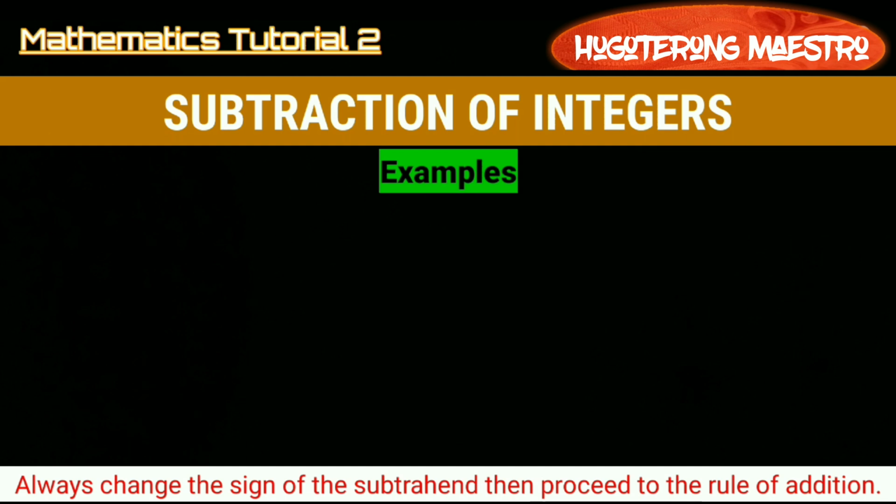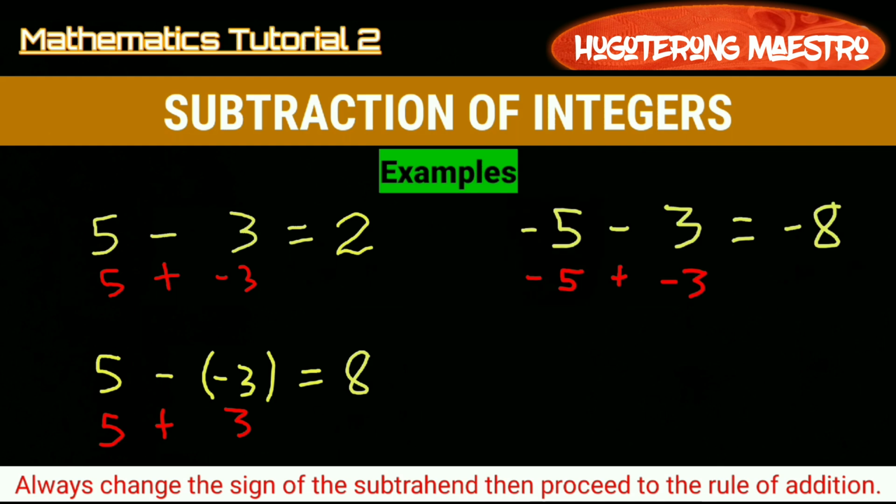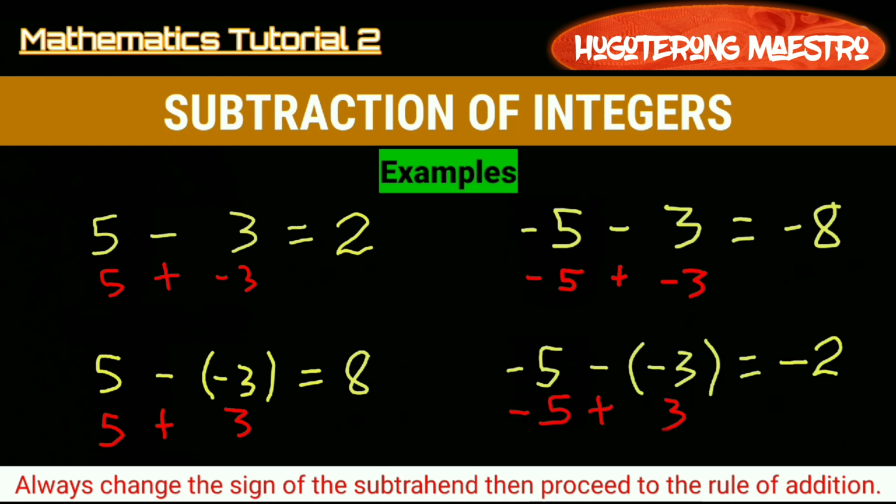So ngayon, balikan natin ang ating previous example. As you can see, lahat ng subtrahend ay pinalitan ng sign. Ang mga positive subtrahend ay nagiging negative at ang mga negative naman ay nagiging positive. Samantalang, ang subtraction operations ay pinalitan, lahat nagiging addition. Napakasimple lang naman pala i-subtract ang integers. Huwag lang natin kalimutan na i-change ang sign ng subtrahend at pagkatapos ay balikan natin ang rule of addition.